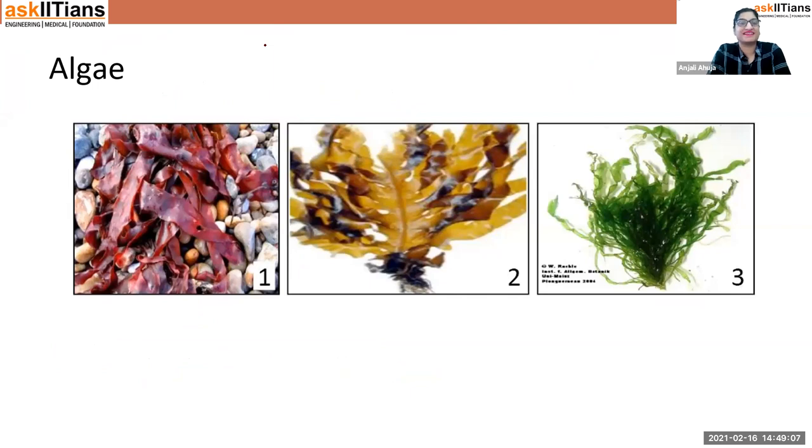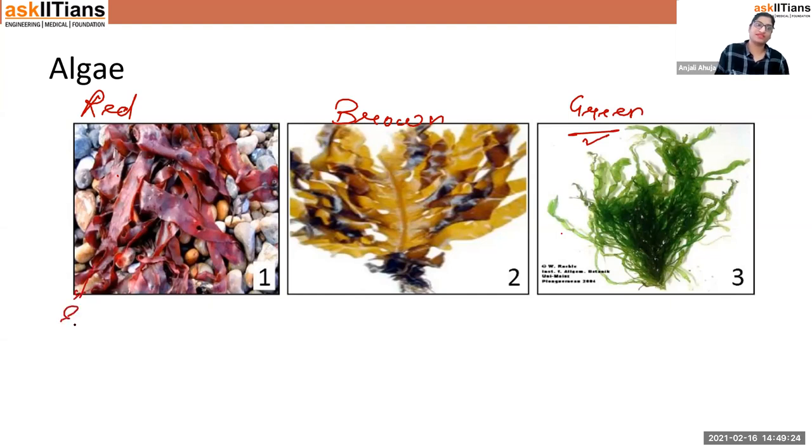These are all the algae examples. This is the brown algae, this is red algae, and this is green algae. Their basic structure is the same, just that their pigment is different. This one has chlorophyll. This is red. We call it erythro.